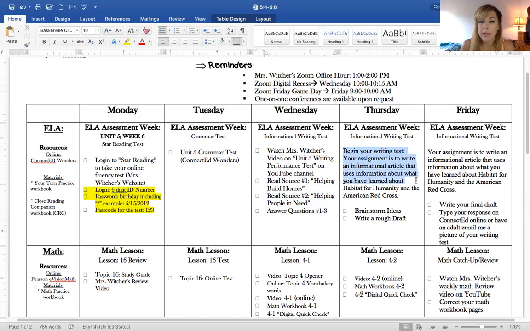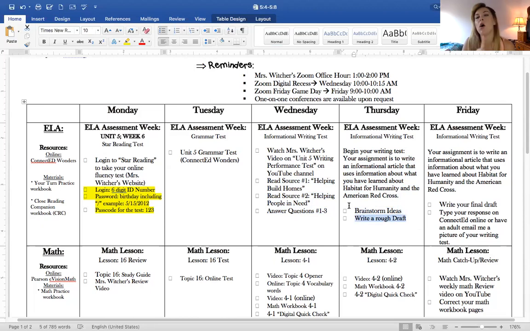On Thursday, you are going to begin your writing test. Your assignment is to write an informational article, so it's basically an article giving me information that uses information from what you have learned about Habitat for Humanity and the American Red Cross. You're going to brainstorm your ideas, and you're going to write your rough draft, okay?